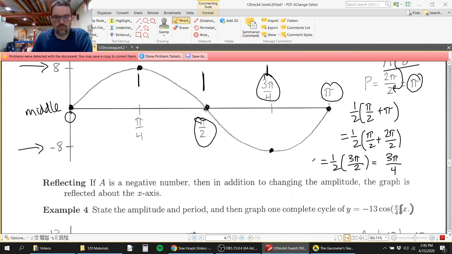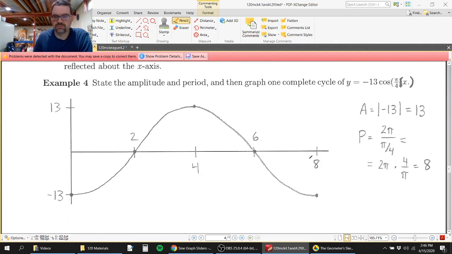All right, one more example here, which we'll just go through like this. First off, there's a typo. The parenthesis should be on the other side of the x, not after the pi over 4. All right, amplitude. We have negative 13 in front, so the amplitude is the absolute value of that, so positive 13. So peaks at positive 13 and valleys at negative 13.